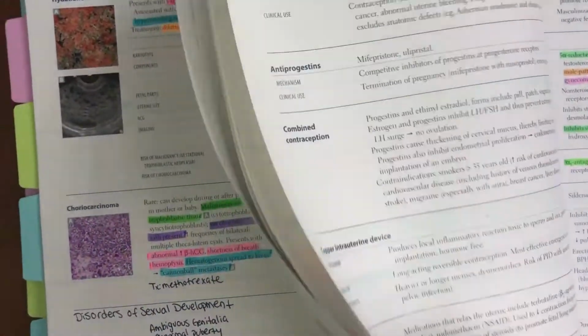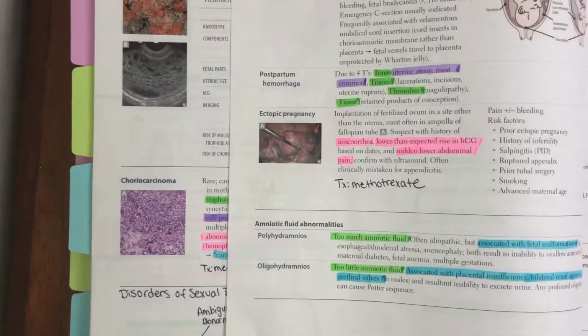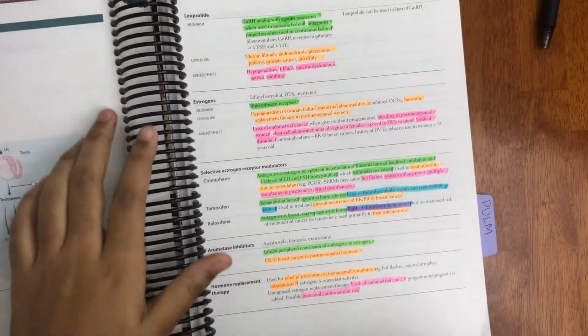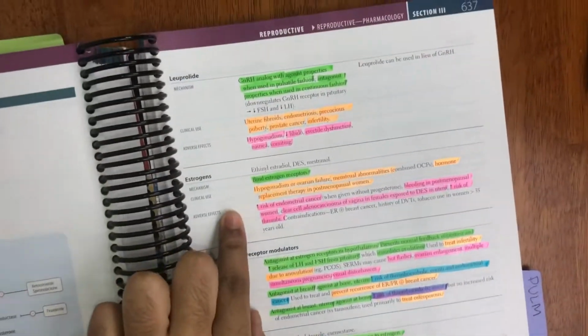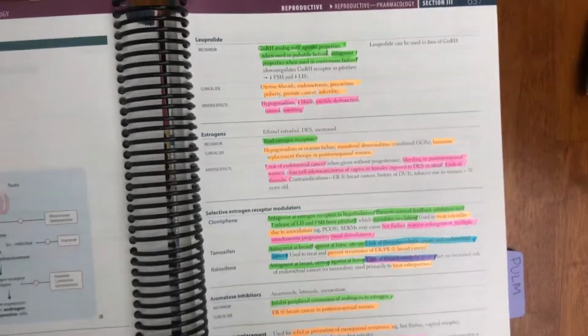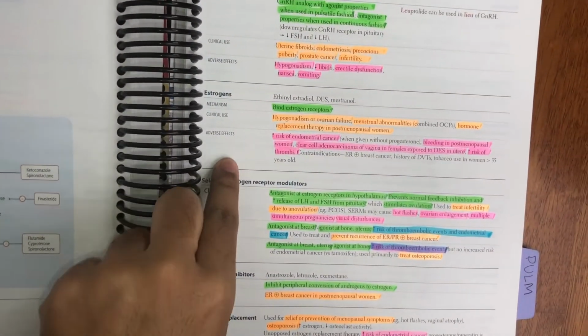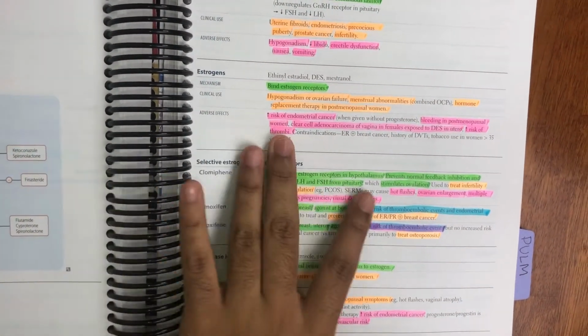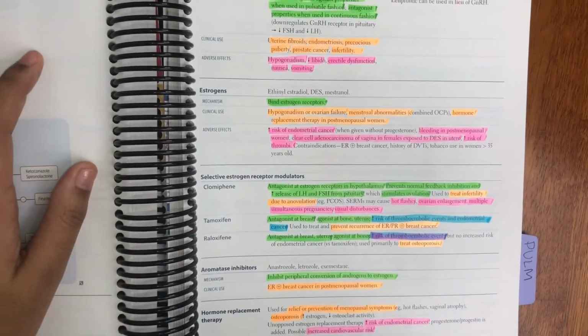FARM is pretty much the same way. I have more highlighting in FARM just because everything's kind of already broken up in FARM, so it's more highlighting than normal. They already break it up by mechanism, clinical use, and adverse effects, so I kind of just highlight that.